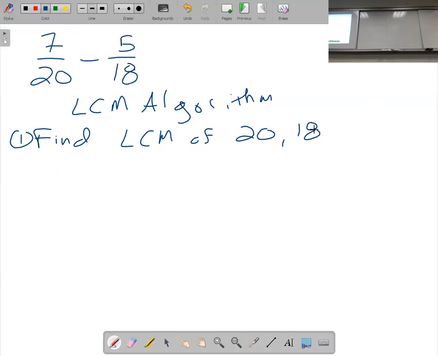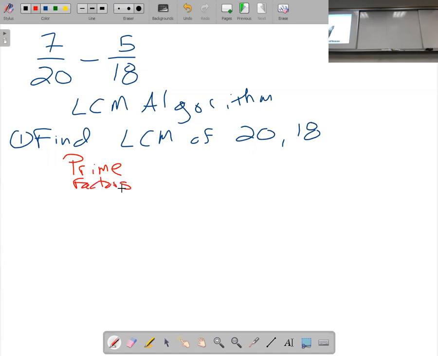My favorite. That was the arrow one. So all I want to do is find the smallest number that they both go into. And the process we use is to make a factor tree on each of them. So what are the prime factors of 20? Prime factorization turns out to be the most efficient method.